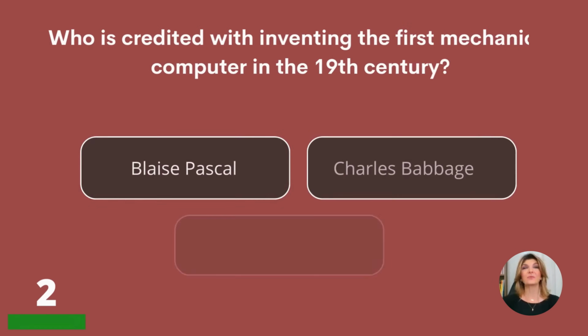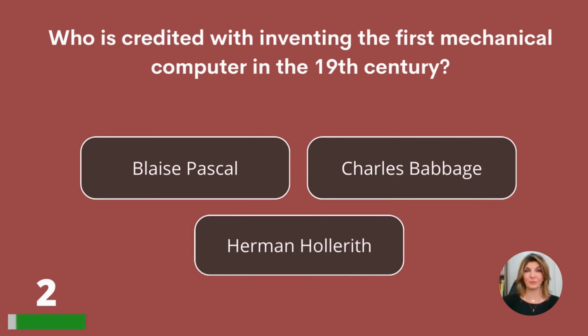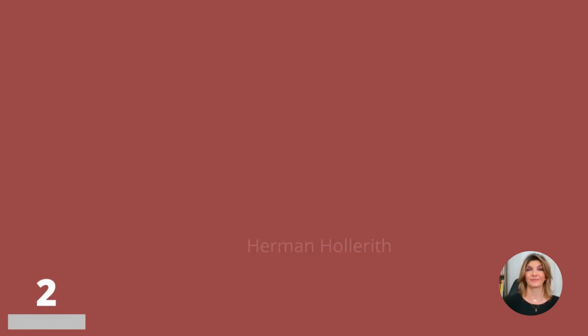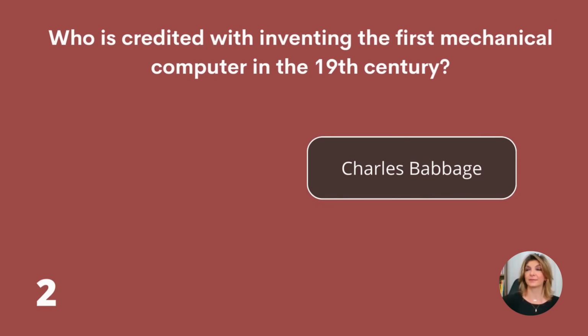Who is credited with inventing the first mechanical computer in the 19th century? Blaise Pascal, Charles Babbage, or Herman Hollerith? Charles Babbage.